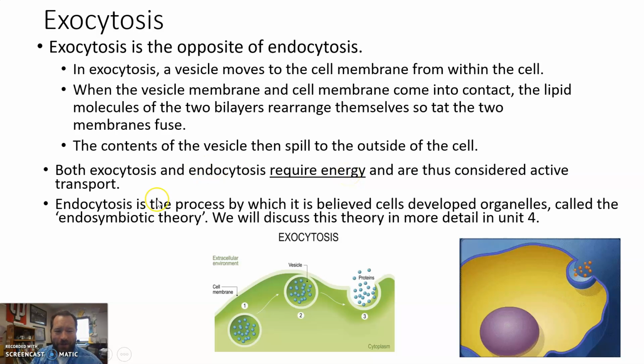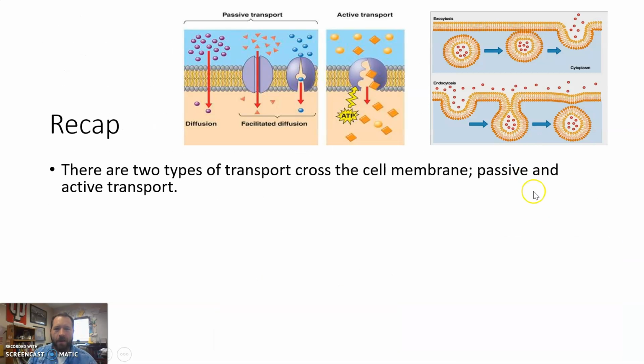Remember that term endocytosis. We're going to come back to it in Unit 4, which is next, and we're going to talk about the endosymbiotic theory. So we'll see this again. Quick recap of the lesson here. We have two types of transport, passive and active.